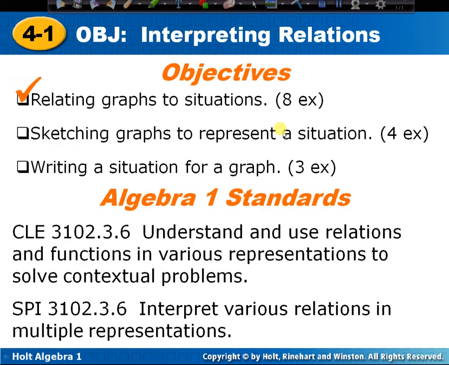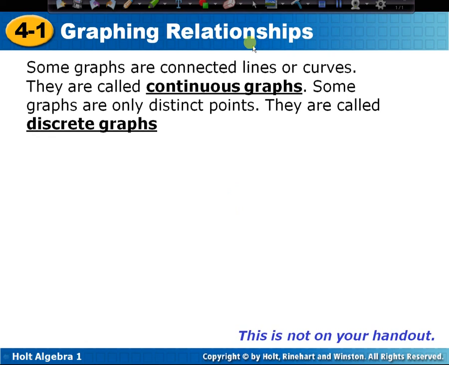Okay, so now we've covered our first objective, which is relating graphs to situations. Our second objective that we're looking at is sketching graphs to represent a situation. So instead of just matching up a graph with a situation, now we're going to look at actually being able to draw a graph from a story that's been given. When we talk about graphing relationships, some graphs are connected lines or curves. They are called continuous graphs. An easy way to remember this might be to think that the continuous graph, the line continues on. Some graphs are only distinct points, and they are called discrete graphs.